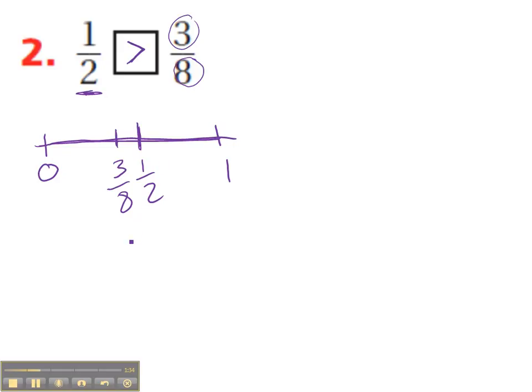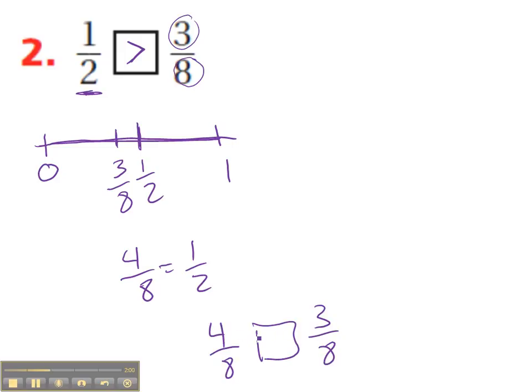Another way to look at it is, if we had a pizza cut into 8 pieces, how many pieces would be half of the pizza? Well, 4 pieces would be half, because 4 is half of 8, so 4/8 equals 1/2. And if we're comparing it that way, the comparison would look like this: 4/8 and 3/8. Which one is greater? Clearly 4/8 is greater. You have 4 pieces compared to 3, so greater than.